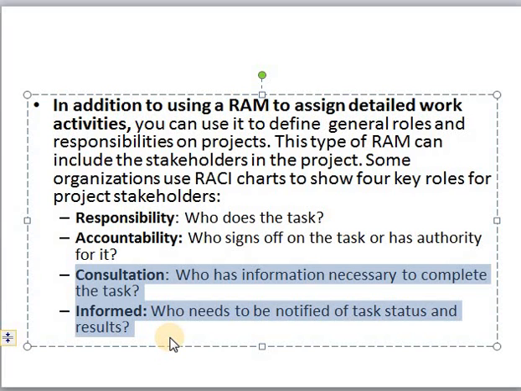And the next we have the informed, who needs to be notified of task status and results. In a project team, the roles and responsibilities are designed in a way that someone is responsible for the progress and the status of each activity to be informed to someone. That particular person basically acts as a person who needs to be informed or notified for the status, progress of any task. So this was all about the RACI chart.